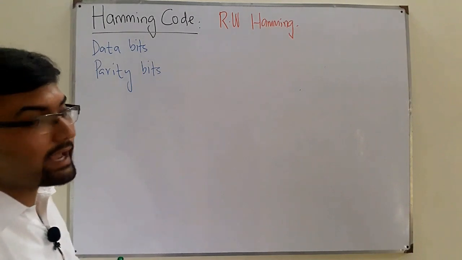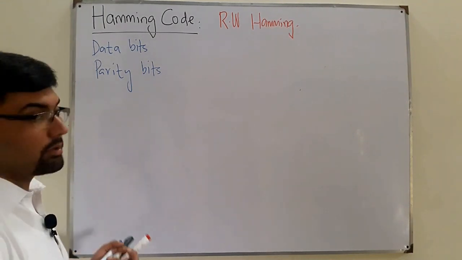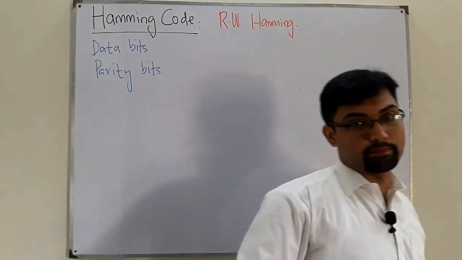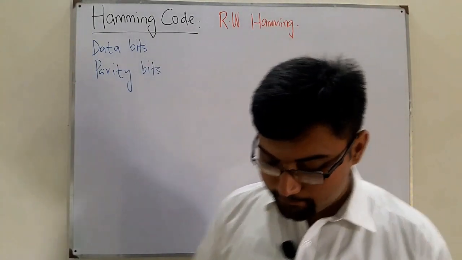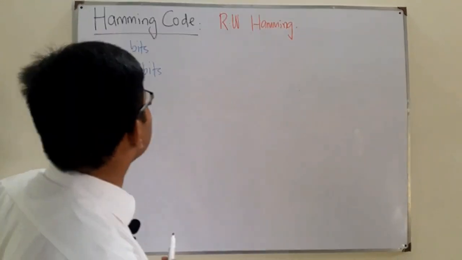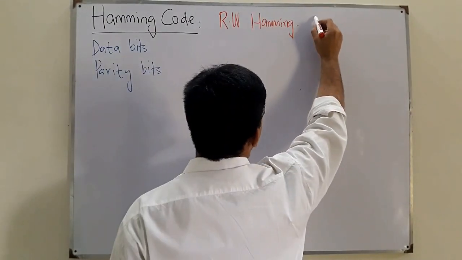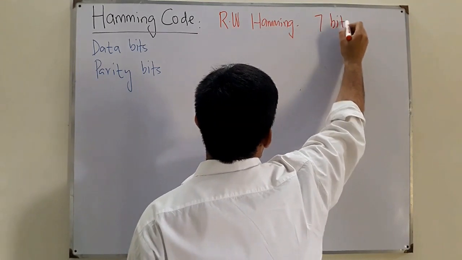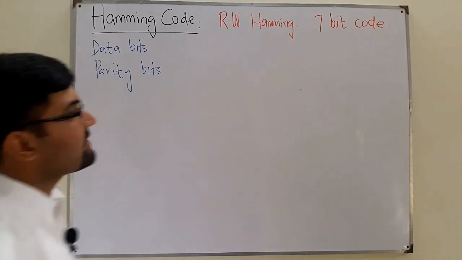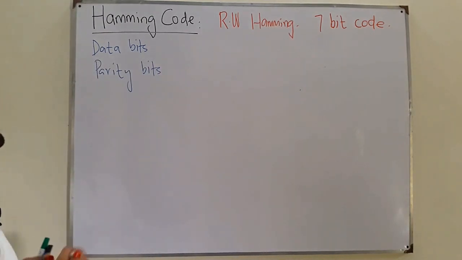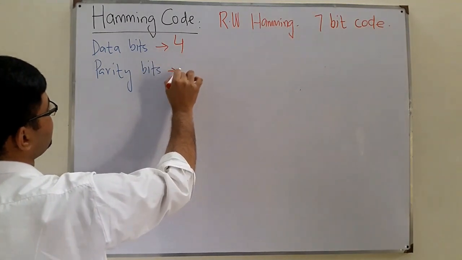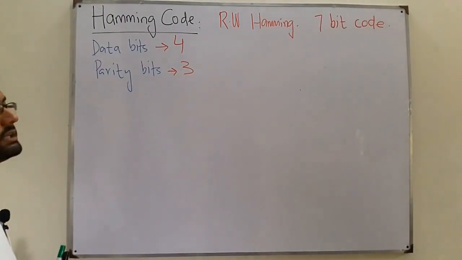Now, how many data bits do we have? How many parity bits do we have? So the answer is simple. A 7-bit Hamming code is widely used, out of which 4 bits are for the data and 3 bits are for the parity.